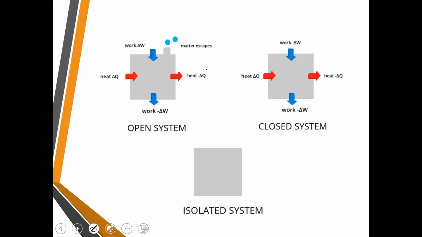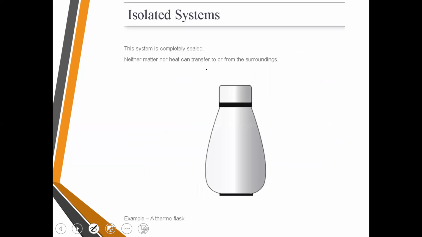An isolated system doesn't allow anything to be added, and nothing escapes from it. An isolated system is like this one here, the thermal flask. No heat can transfer from it. If you put coffee inside it in the morning, when you go back home you will find the same coffee inside the thermal flask with the same heat as in the morning, because there are no energy losses, no heat losses, and no material losses from this thermal flask.